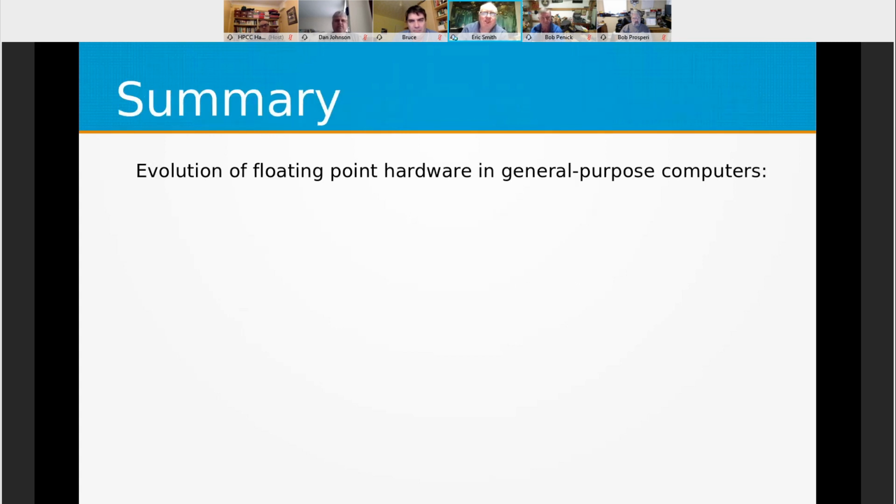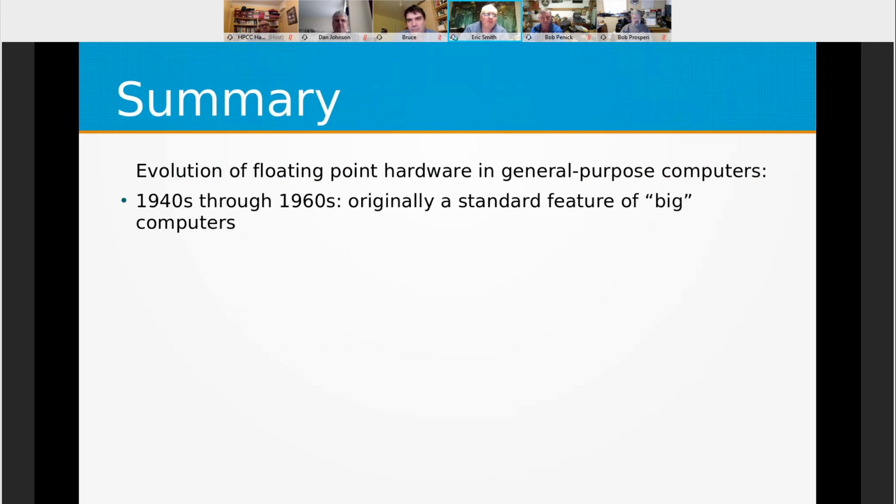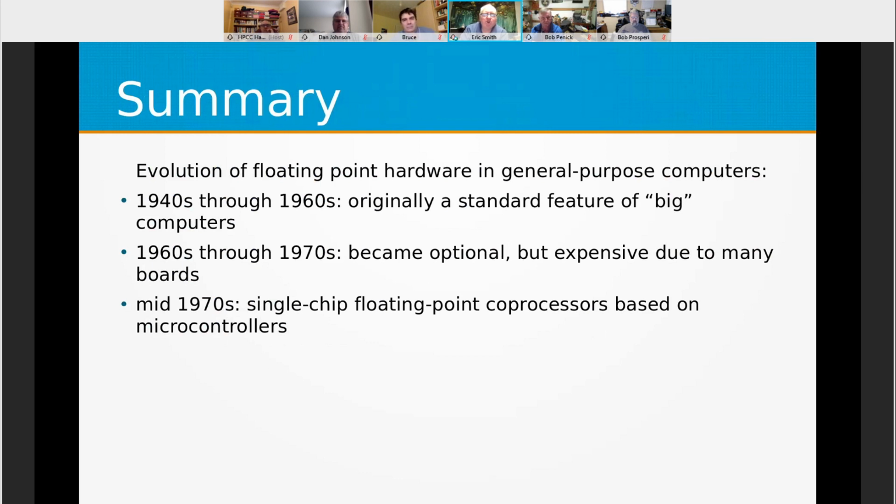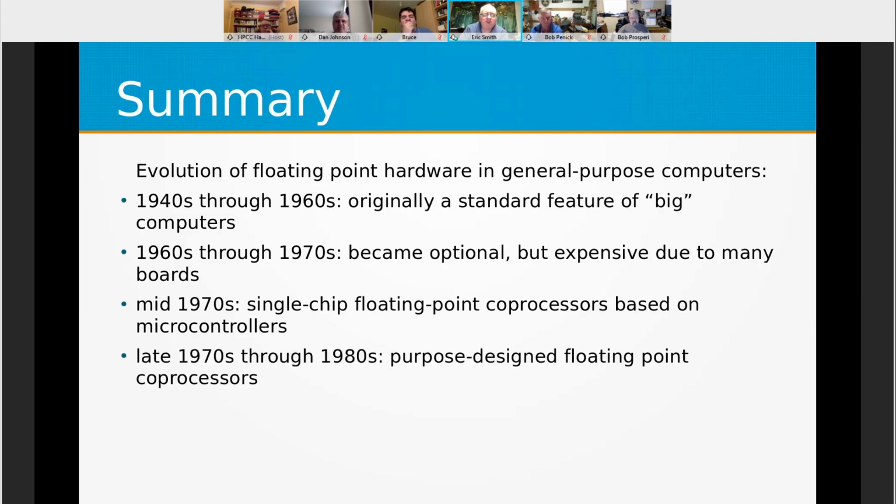So, to sum things up, the evolution of floating point hardware and general purpose computers: the 1940s through 1960s, floating point was actually a standard feature of a lot of big computers. 60s through 70s became optional on some computers, but it was expensive still. Mid 70s, we started to see floating point coprocessors based on microcontrollers, really based on calculator chips, which are microcontrollers. Late 70s through 1980s, purpose-designed floating point coprocessors, so higher performance.